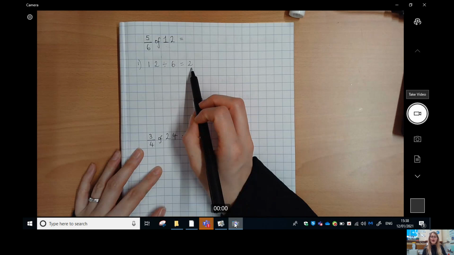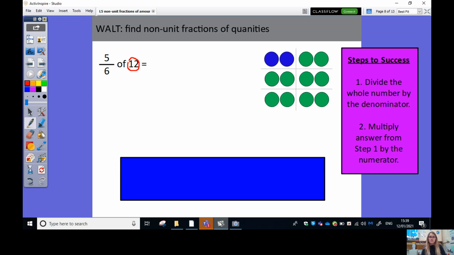So let's just have a look why, again, using our counters to help us before we go on and do this on our own. The first thing that I did was divide the whole number by the denominator. So 12, I have 12 counters here divided into 6 groups. So you can see there's 1, 2, 3, 4, 5, 6. I've used the lines to separate them. So 12 divided by 6 was 2. So you can see there are 2 counters in each group of 6.